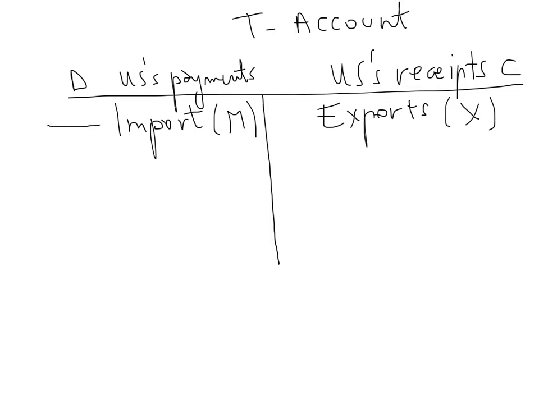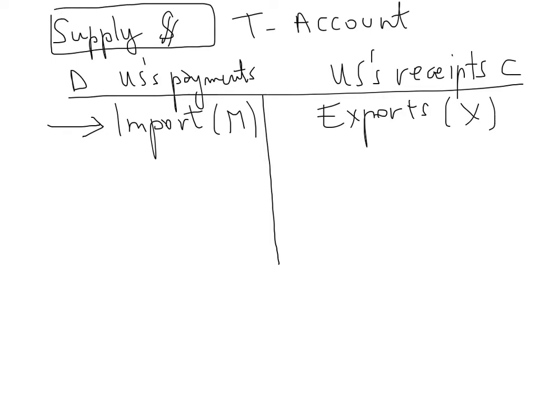Well, when we import, what's going to happen? We have to pay for the goods we import. So what we have to do is supply our dollars in exchange for foreign currency. We supply our dollars, we receive the foreign currency in exchange to be able to pay for the goods that we import. So this is why imports are related with the supply of dollars on this side.